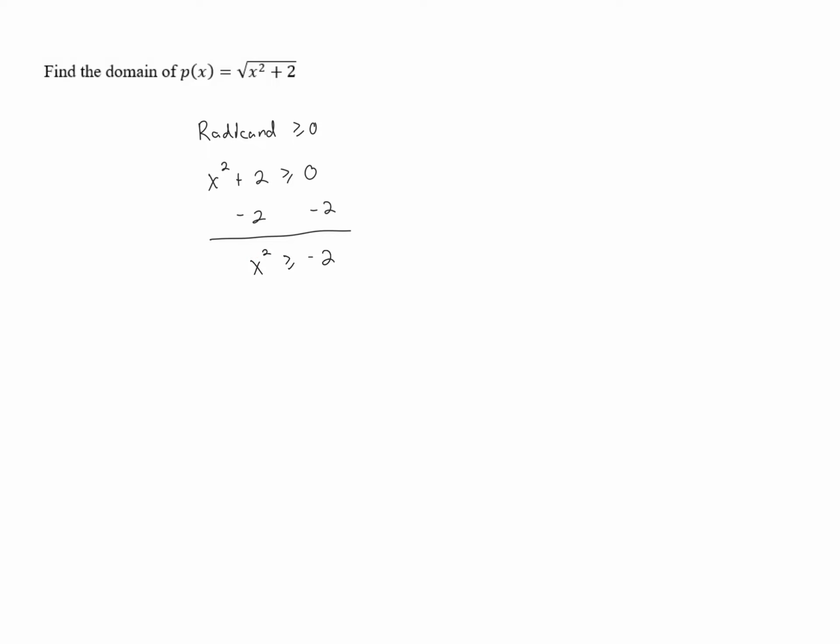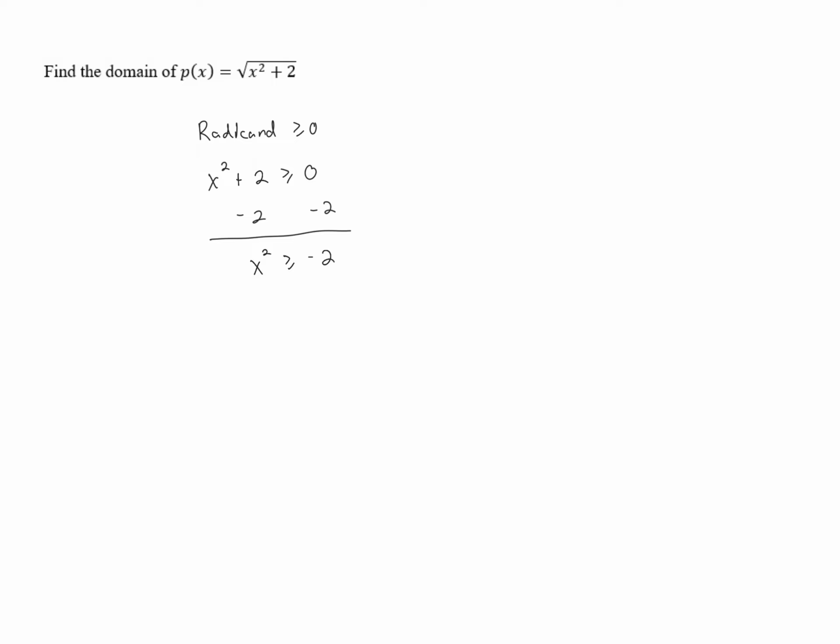So really, it doesn't matter what you pick for x, this relationship is always going to be satisfied. That means that the radicand is always going to be greater than or equal to 0, no matter which value you pick for x. Truly, pick any number you want.